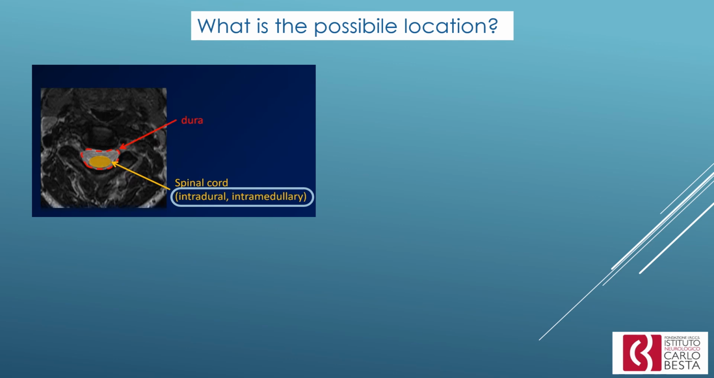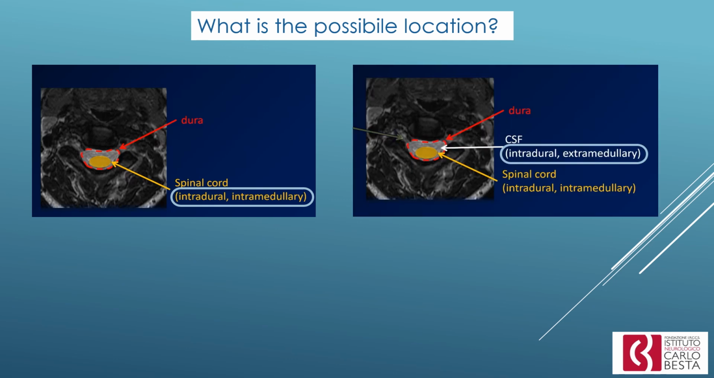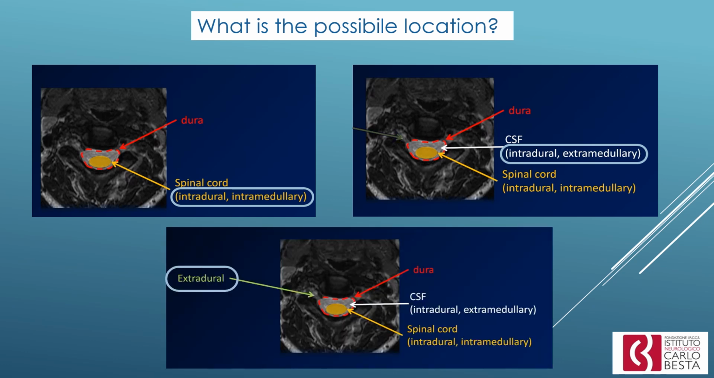Cerebrospinal fluid is by definition intradural and extramedullary. A lesion can develop within the spinal cord, as you can see in yellow, and it is called an intramedullary lesion. Or it can develop within the cerebrospinal fluid and it is an intradural extramedullary lesion, or outside the dura and results as an extramedullary lesion.